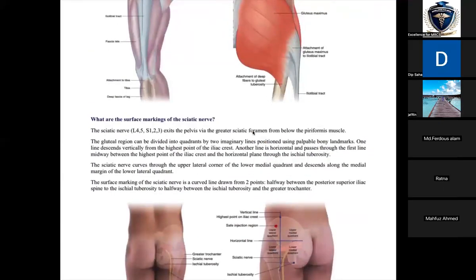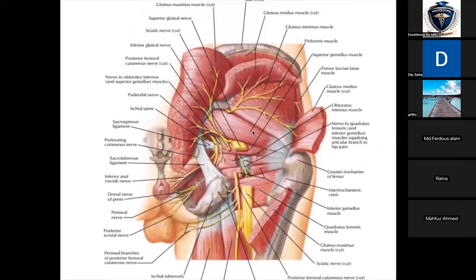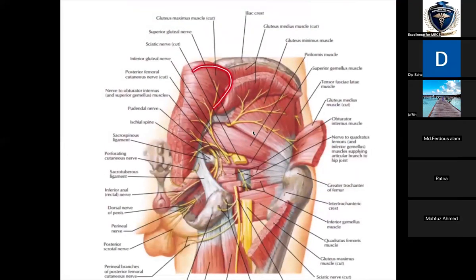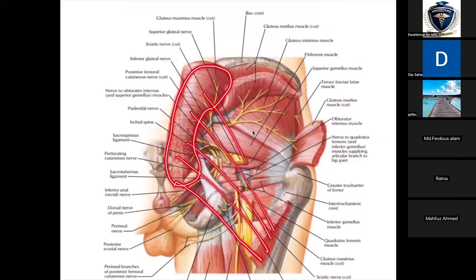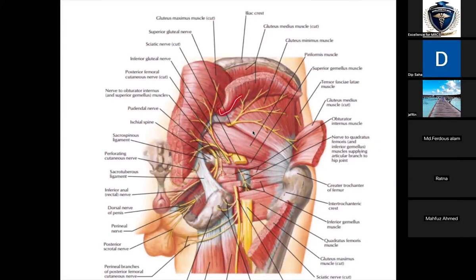Now tell me, which muscle is this one? Gluteus maximus. And gluteus maximus inserts into the gluteal tuberosity of the femur, right? Yes, sir. Humerus? No, femur. Yes. In the femur, right?